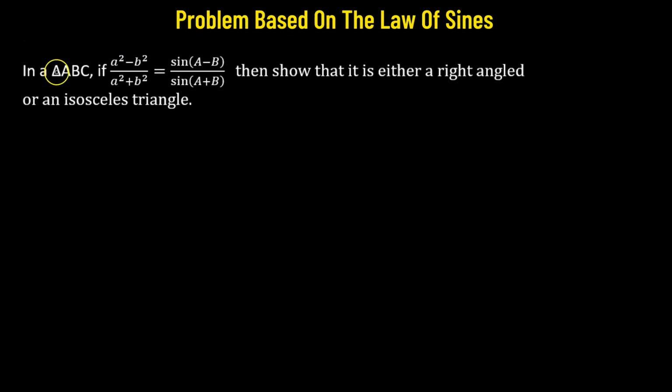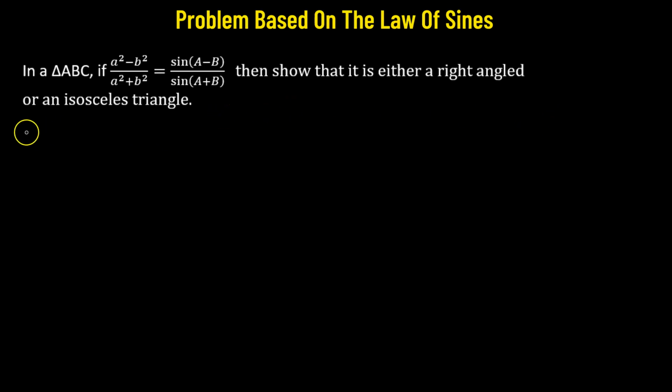We have a triangle ABC. It's given here that the ratio (a squared minus b squared) over (a squared plus b squared) equals sine of (A minus B) over sine of (A plus B). We need to show that this triangle ABC could be either a right angle triangle or an isosceles triangle. So let's begin.